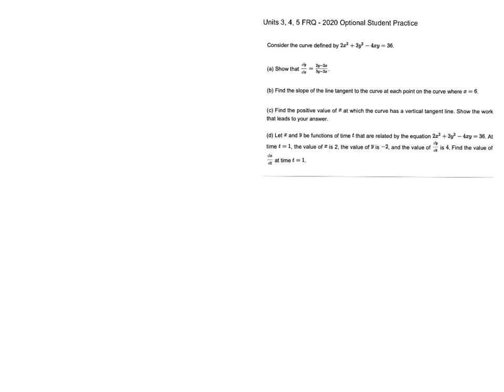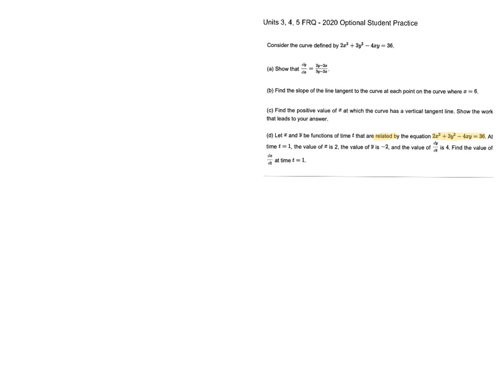For part D, we let x and y be functions of time t that are related by the equation 2x squared plus 3y squared minus 4xy equals 36. Same equation we just worked with in the other parts. Notice these are functions related by this equation, so I'm guessing this is going to be related rates. At time t equals 1, the value of x is 2, the value of y is negative 2, and the value of dy over dt is 4. We're supposed to find the value of dx over dt at time t equals 1.